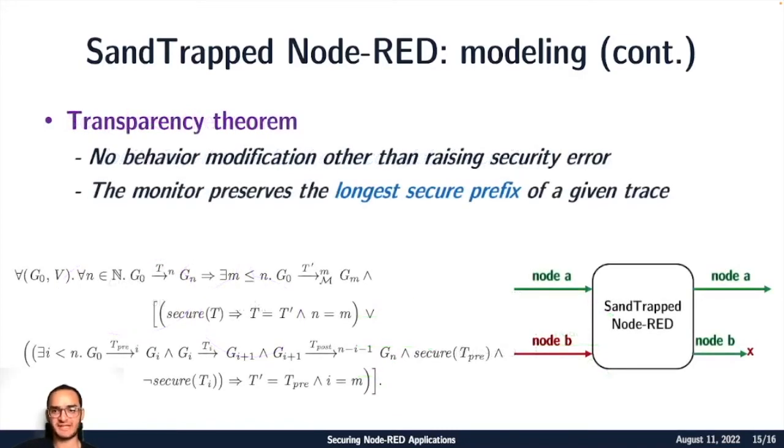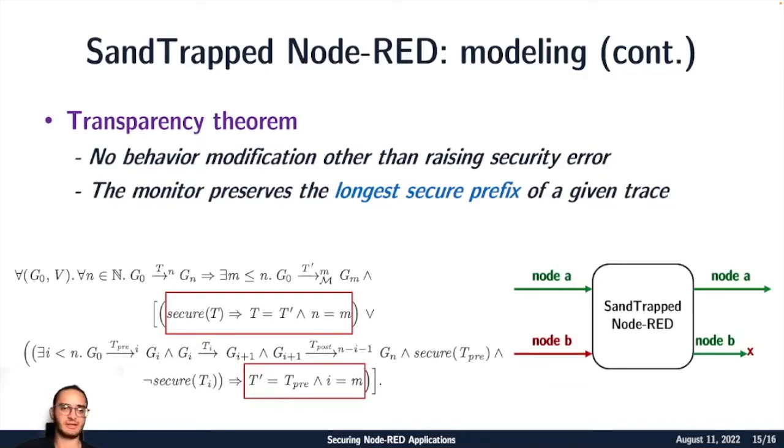The transparency theorem says that the monitor doesn't modify secure execution, and it only raises an error if it observes a policy violation. It also states that the longest secure prefix of a given trace is preserved, which means that if the trace is secure, then Sandtrap accepts the whole, and if it's insecure, it truncates the execution by observing the insecure event.